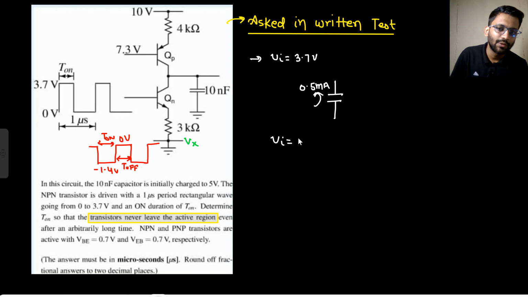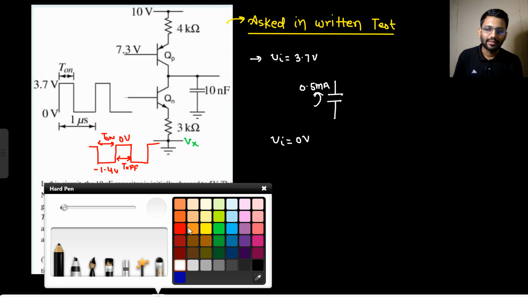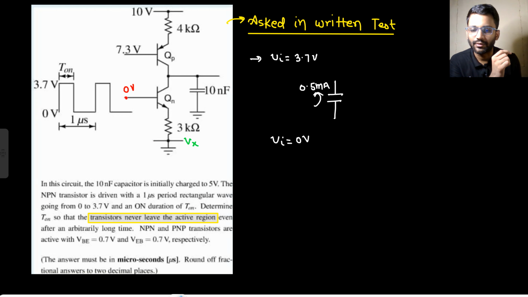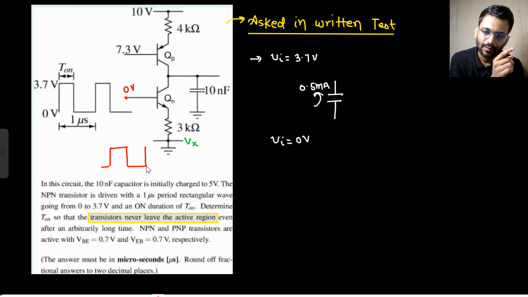And when Vin is equal to 0 volt, when this potential is 0 volt, what will happen at that time? Wait a second. Okay, sorry. This waveform I made wrong. Initially it should be 0, then it should be minus 1.4. Initially it should be 0 volt, and after that it should be minus 1.4 volt.